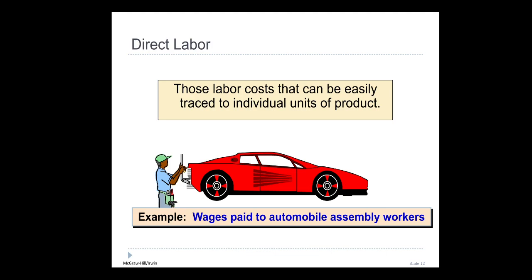There are many workers in a car factory. Imagine there is a car factory, and there are workers who are involved in the assembly of the car. But there are also workers who are not involved in the assembly of the car. For example, the janitors. Janitors clean the factory building, and they are workers in the factory, but they are not involved in the assembly of the car. So a janitor is not a direct labor.